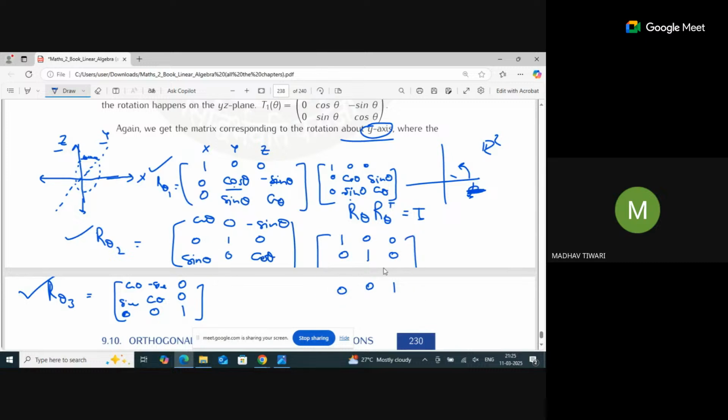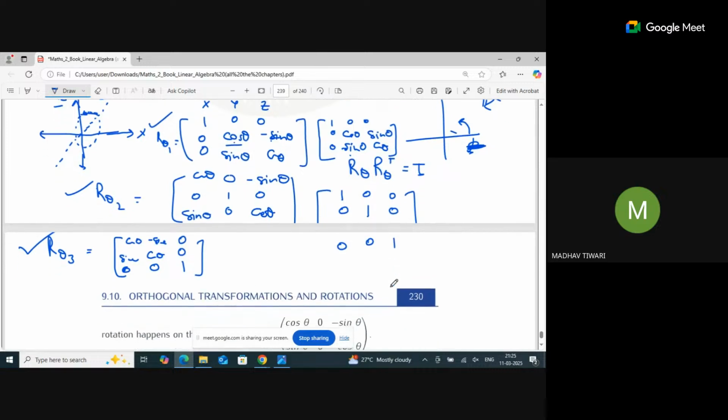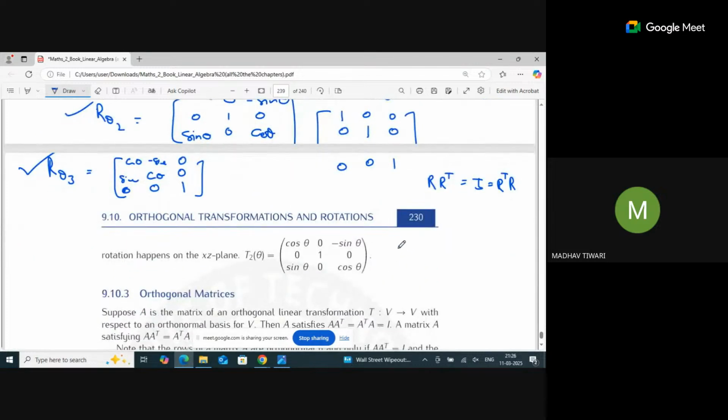Same for the others. But one extra thing you need to keep in mind: suppose I represent it by R instead of R theta. Then R times R transpose is I, as well as R transpose times R is also I. If I now find its determinant, taking the determinant on both sides, I can write determinant of R times determinant of R transpose is equal to determinant of I, which is 1.